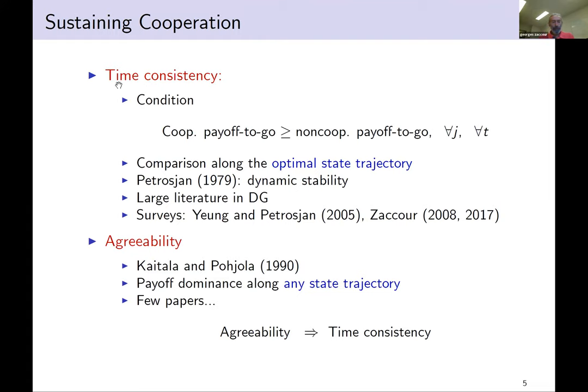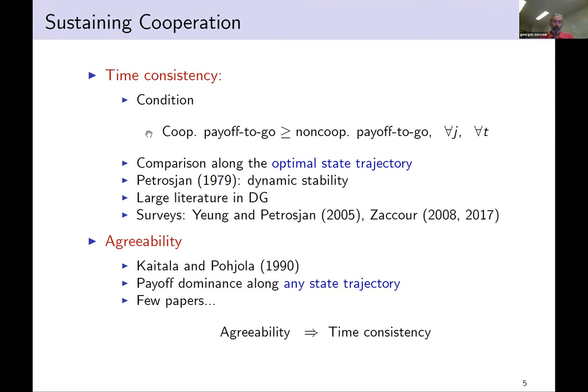Another line of research was to consider so-called time-consistent agreements. Here the idea is very simple. For each player, so J is a player, and for each instant of time, what we want is that the cooperative payoff-to-go of each one of these players dominates, at least in a weak sense, the non-cooperative payoff-to-go. So at each instant of time, I check if it's better for me to continue cooperation or not. And if we can find the conditions under which this will hold for any player and any time, we say that we have built a time-consistent agreement.